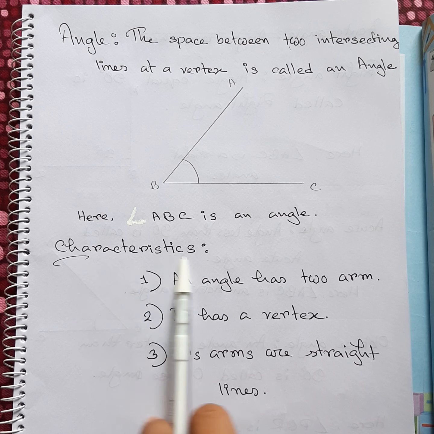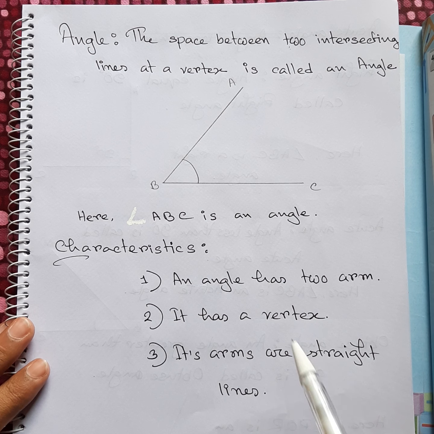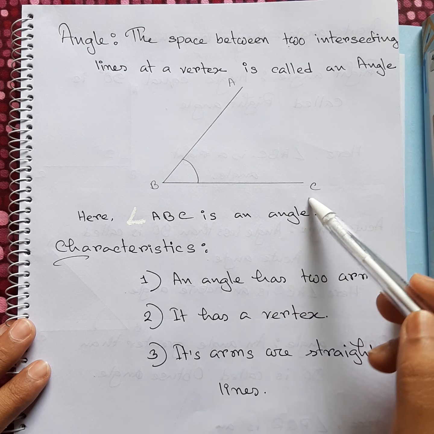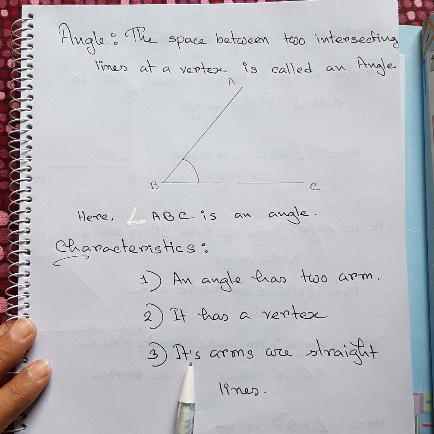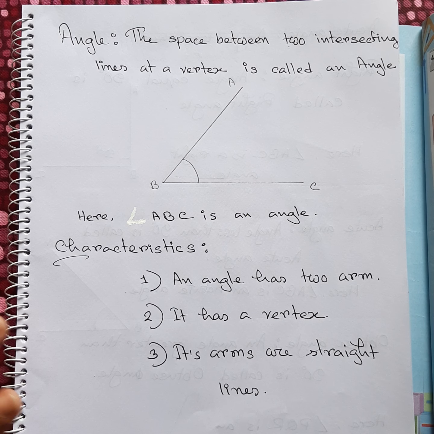Okay, now the characteristics. As you know, in class 4 you are preparing for PC style examination. At that time you definitely need to know about the characteristics, and these are the 3 characteristics you are supposed to learn. An angle has 2 arms, that means that one and that one. It has a vertex, the pointed part, and its 2 arms are straight lines.